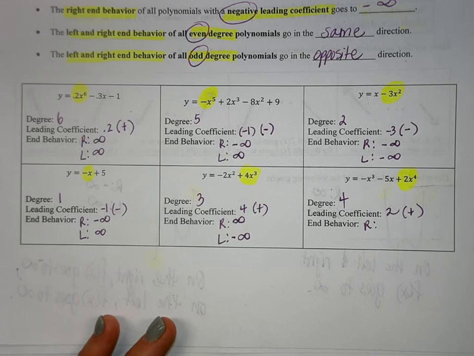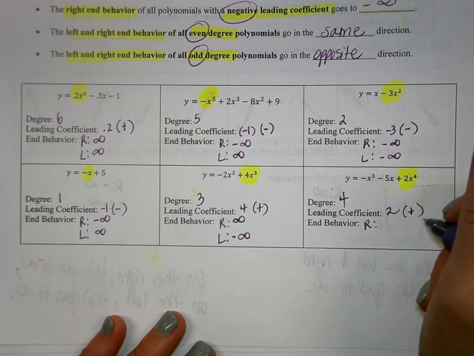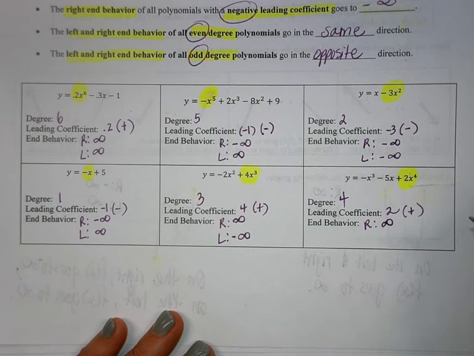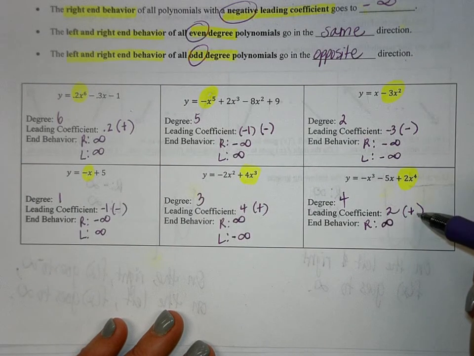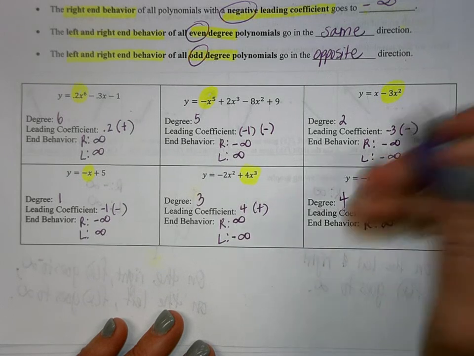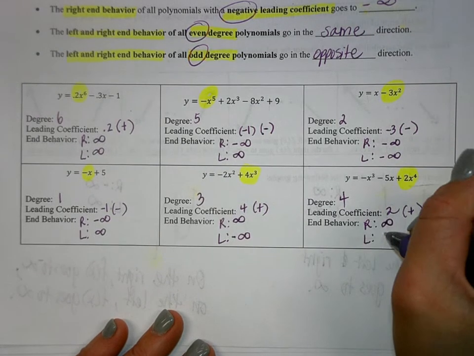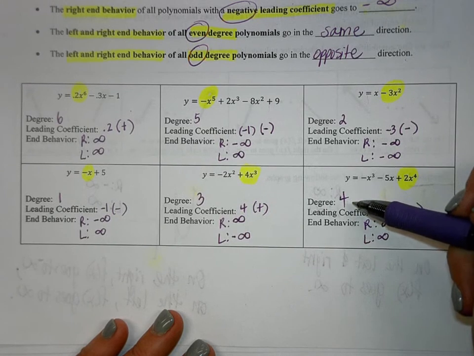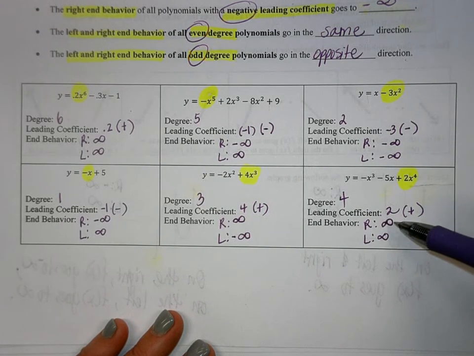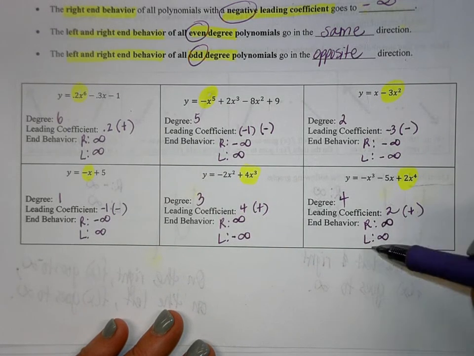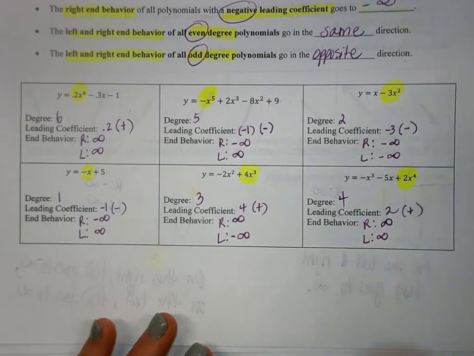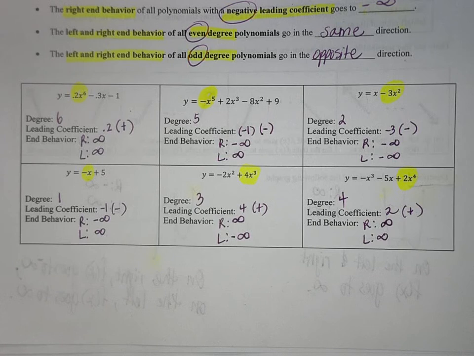Brent? To the right is positive infinity. Very good. Do you want to go and tell me the left too? The left is positive infinity. Very good. Okay, so our right end behavior comes from our coefficient, and our left end behavior comes from our degree. Do you have any questions for me right now? Okay, we're going to go ahead and turn the page.